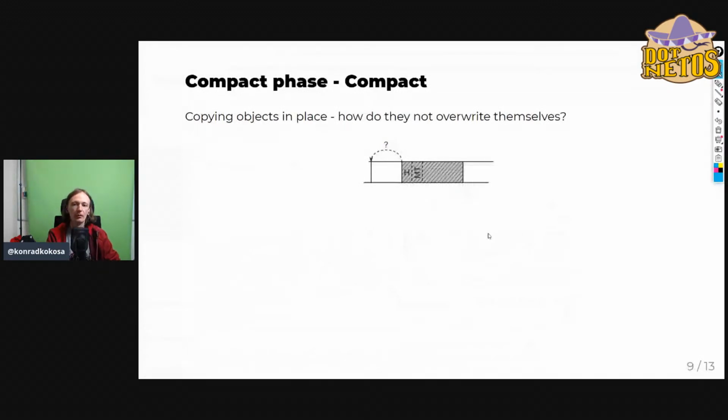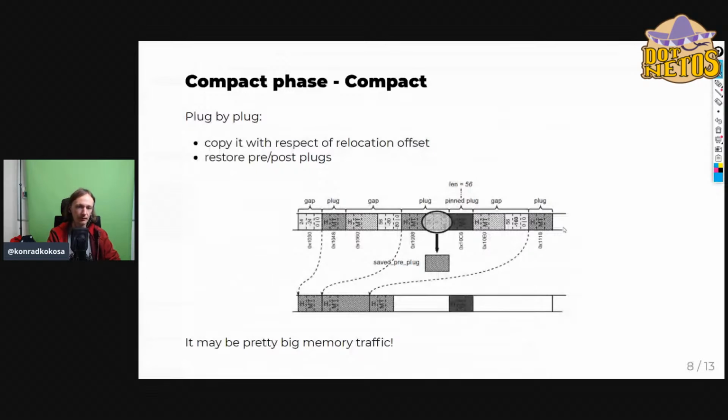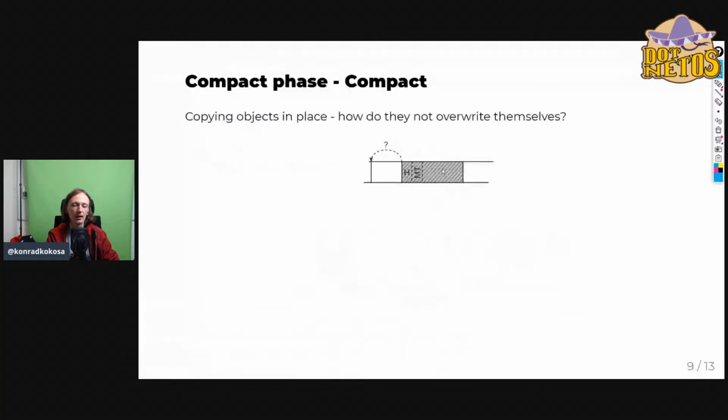Copying objects object by object or plug by plug. How is it happening? You can imagine that I have 1 gigabyte of plug or 100 megabytes of plug, let's say, and we need to copy it by 1 megabyte. So it is pretty confusing for some people, maybe, that we have 100 megabytes of data and then we are just moving it by 1 megabyte. So it looks like we will be at least at some point in time overwriting ourselves, but that is how it is happening.